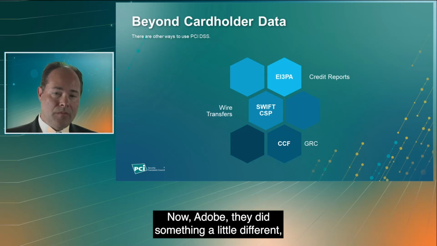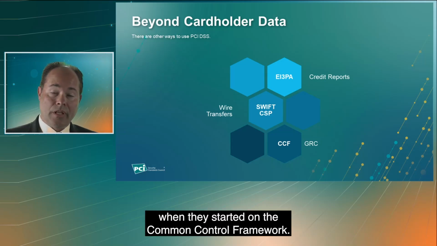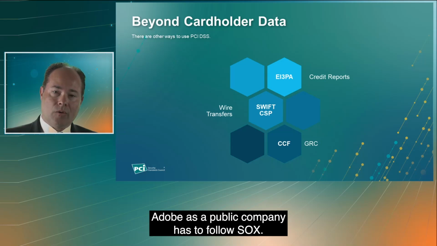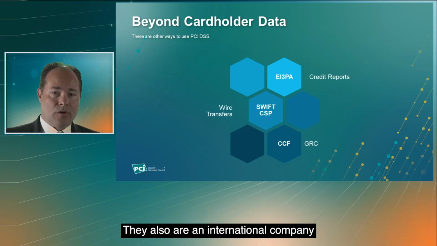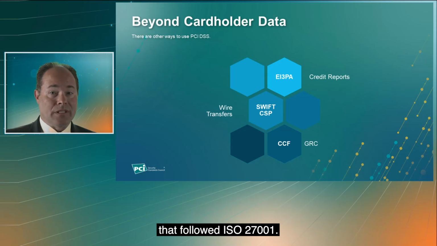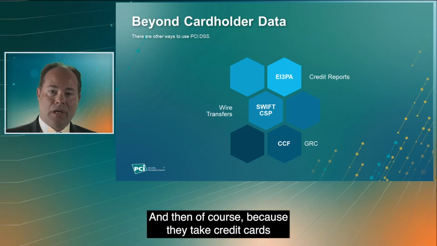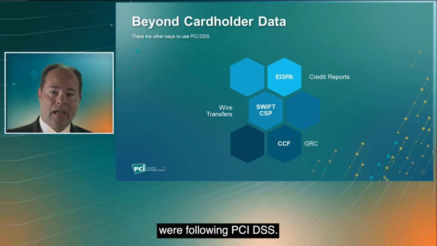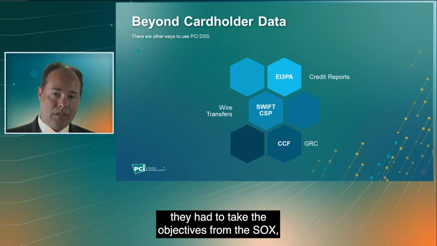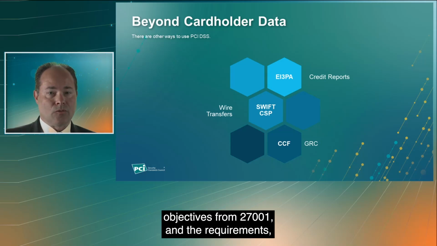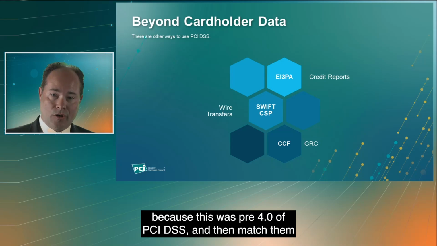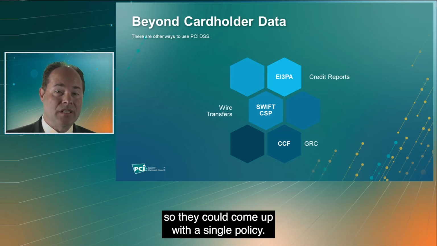Now Adobe did something a little different, and they did this several years ago when they started on a common control framework. Adobe, as a public company, has to follow SOX. They are also an international company that follows ISO 27001. And then, of course, because they take credit cards, they follow PCI DSS. In this exercise, they had to take the objectives from SOX, the objectives from 27001, and the requirements of PCI DSS, because this was pre-4.0, and match them so they could come up with a single policy.